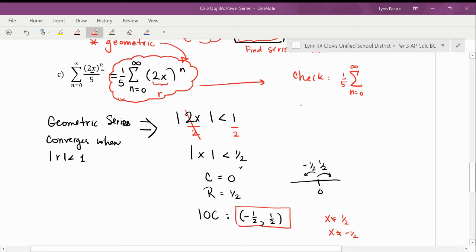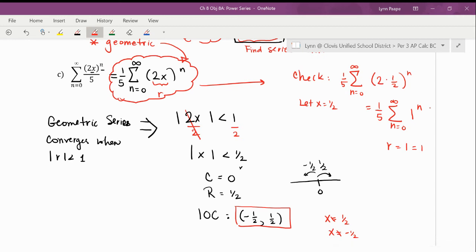So if I were to let X equal 1/2, I'm going to replace X with 1/2. So I would have 2 times 1/2 to the power of n. So half of 2 is 1. So if I have 1 to the n, my ratio would be 1, which is equal to 1, right? And then that means we have a diverging geometric series, right? Or if I think of this, it would be 1 plus 1 plus 1, all of that times 1/5, which would add up to infinity.